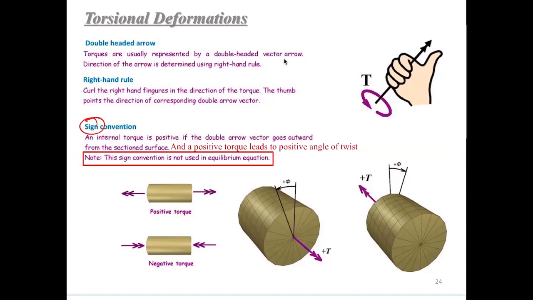Okay, so an internal torque is positive if a double arrow goes outward from the sectioned surface. This is just the same as what we assumed before we do the free body diagram. If this double arrow is pointing outward, we say this is a positive torque. Otherwise, it's a negative torque. And the positive torque leads to a positive angle of twist. So the sign of the angle of twist is tied to the sign of the torque. Just keep this in mind so that you can calculate positive or negative angles of twist.